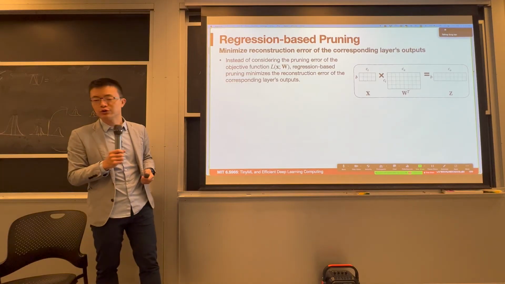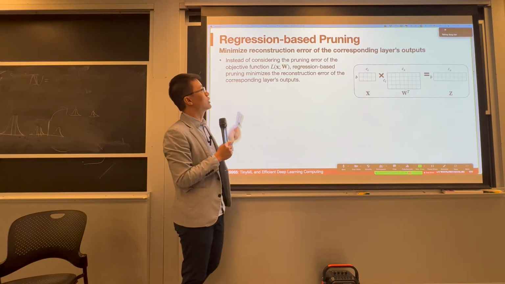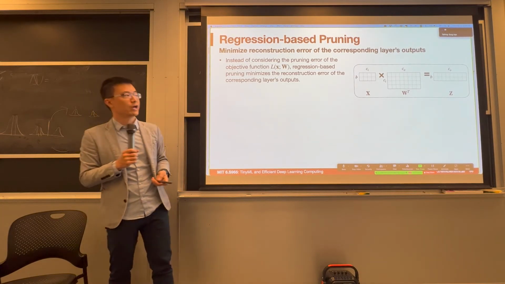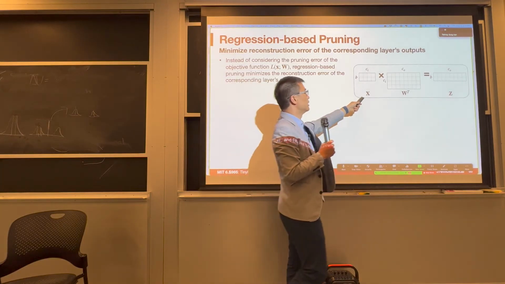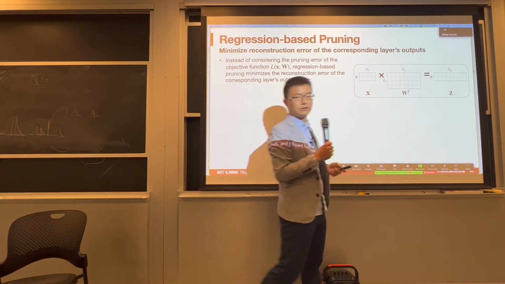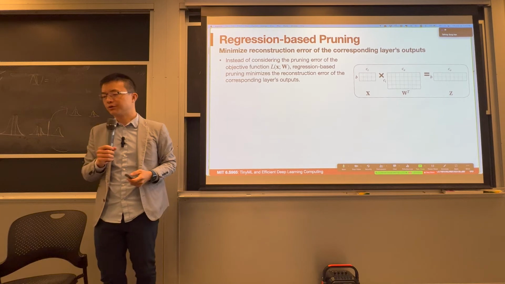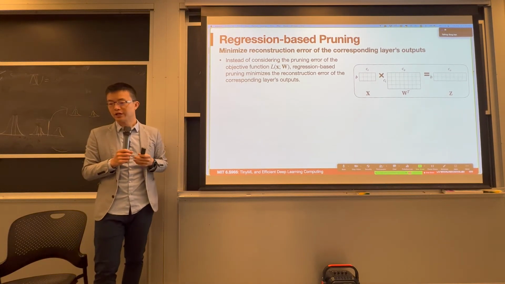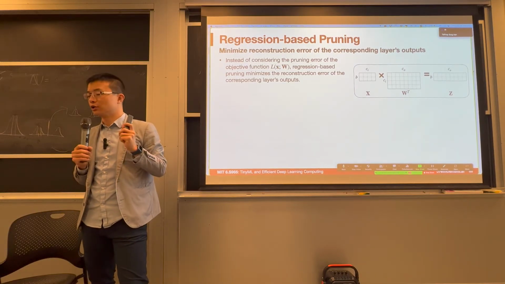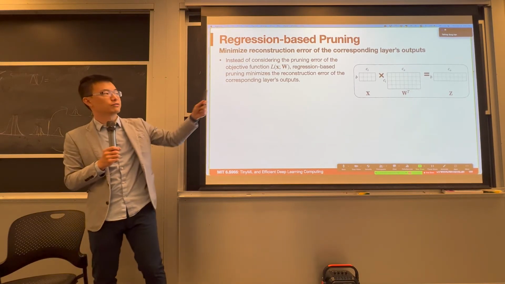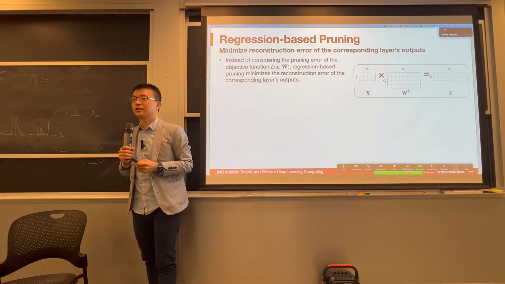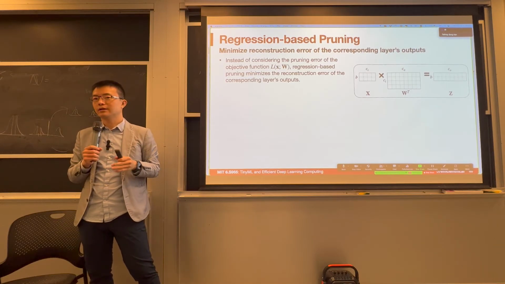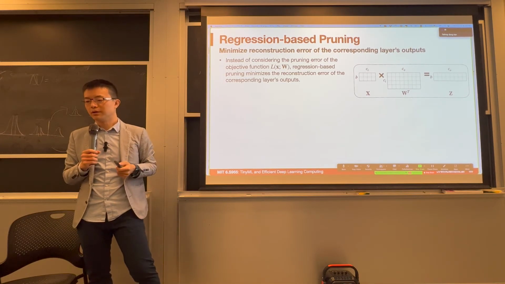And then let's introduce another pruning heuristic, regression-based pruning. Imagine we have this is the input multiplied by the weight, and this is the output. Instead of considering pruning error of the objective function L, regression-based pruning tries to minimize the reconstruction error of the output. We try to match the output of this layer, layer by layer. This is a local optimum.